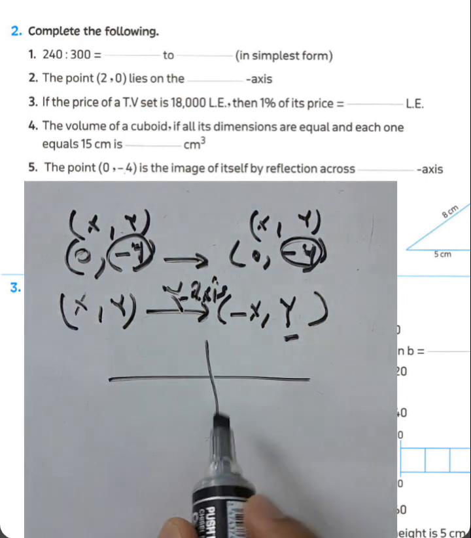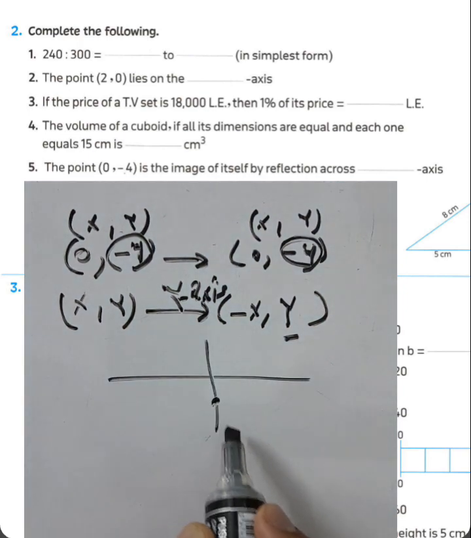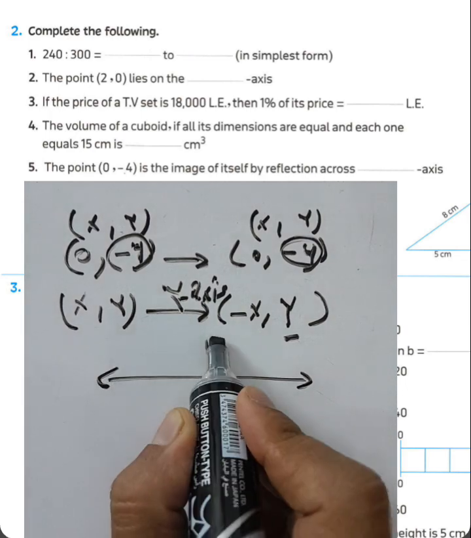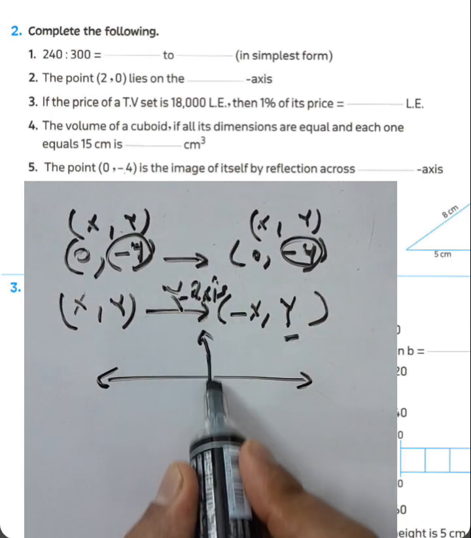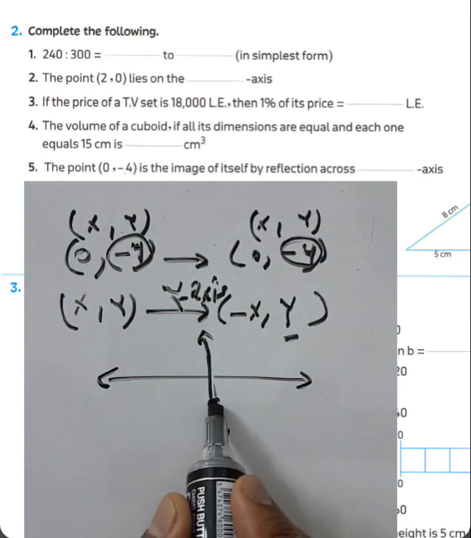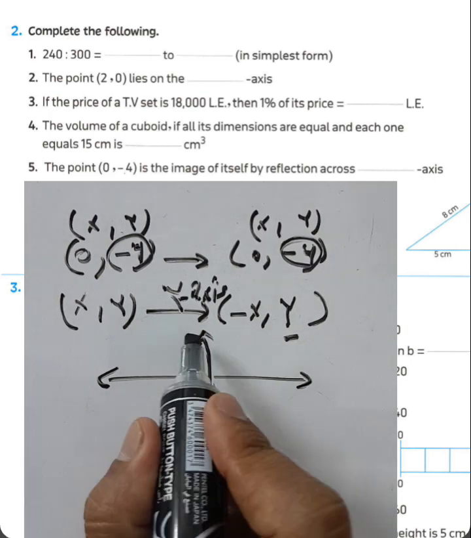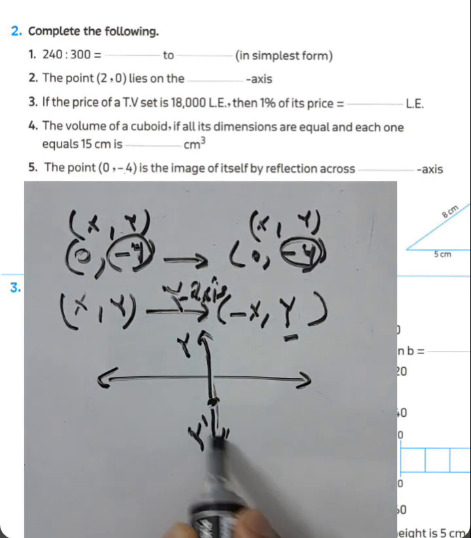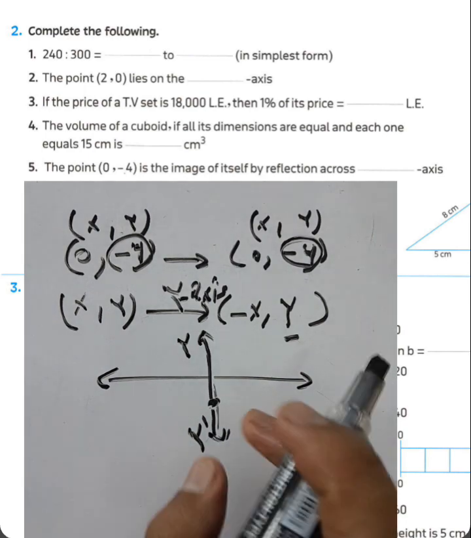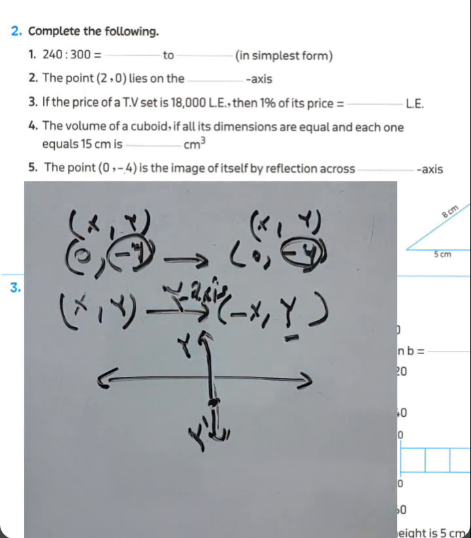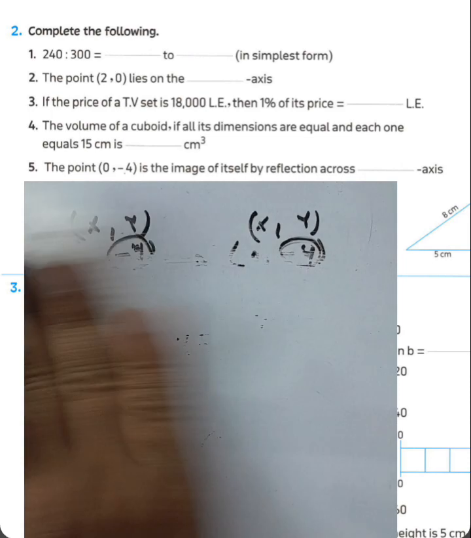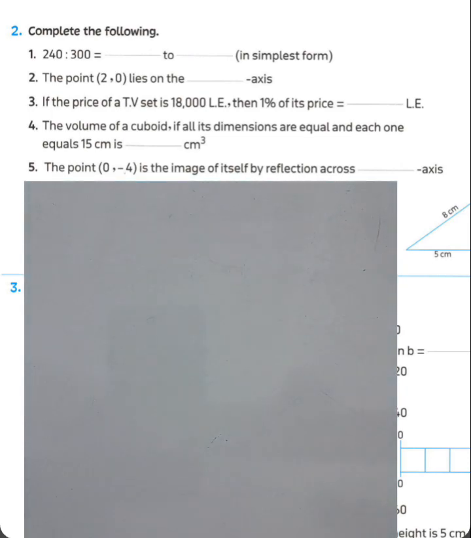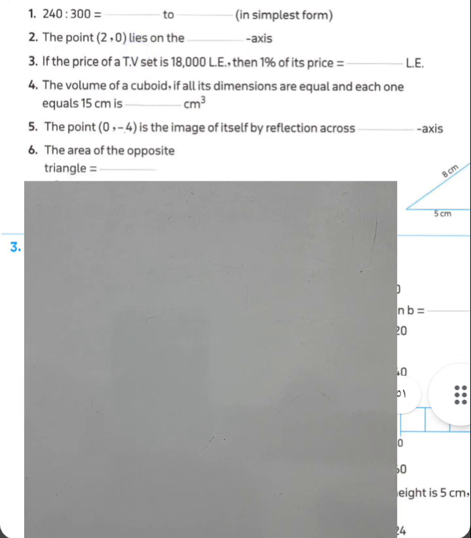Look at here, 0, negative 4 here in this y-axis, in this vertical. The image will be itself, because the point lies in the y-axis. The image in the y-axis will be itself, because its point lies in the y-axis.